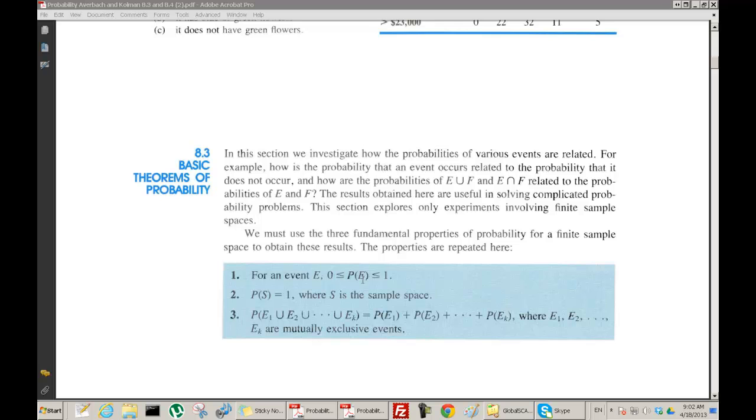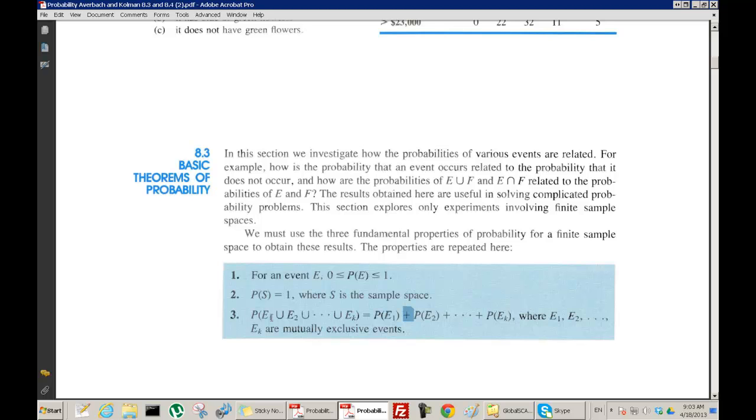So we remember, just to repeat it again, that the probability of any event has to be between 0 and 1. The probability of the whole sample space has to be 1. And the probability of a union of events, so here we have a bunch of events, the union of them, we can take the union and turn it into the plus symbol. So we get the probability of E1 plus the probability of E2, and so on, as long as these E1 through EK are mutually exclusive events.